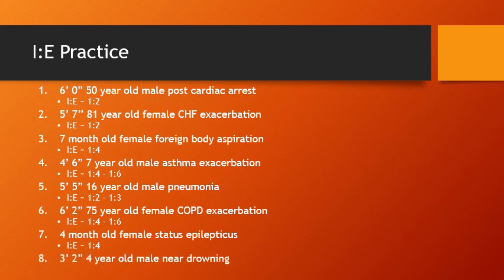And then lastly, our 4-year-old male near drowning patient. Go ahead and pause the video and decide what an appropriate I to E ratio would be for him. And again, this is just a pretty straightforward pediatric patient, so an I to E of anywhere from 1 to 3 to 1 to 4 would be appropriate.